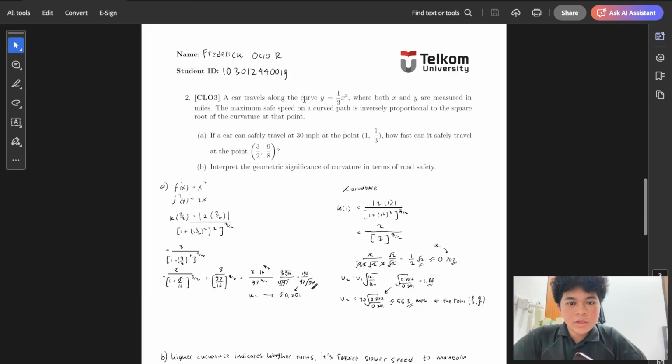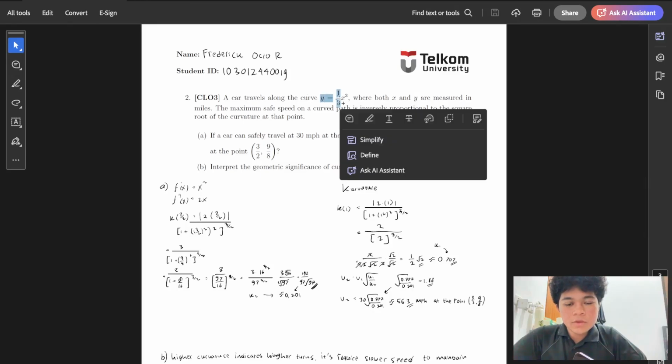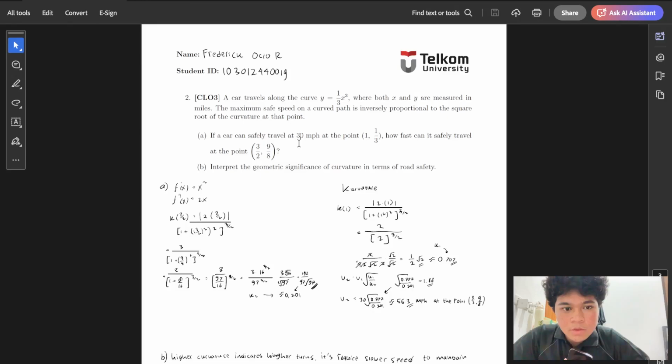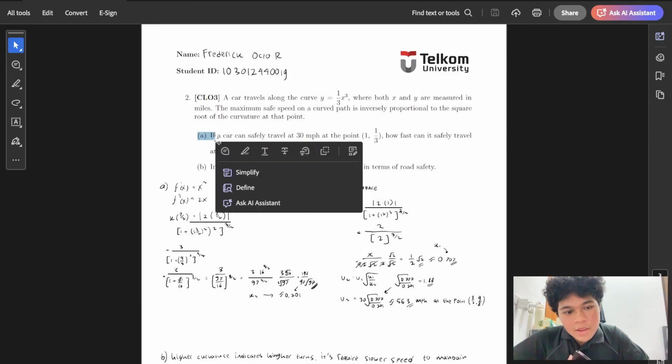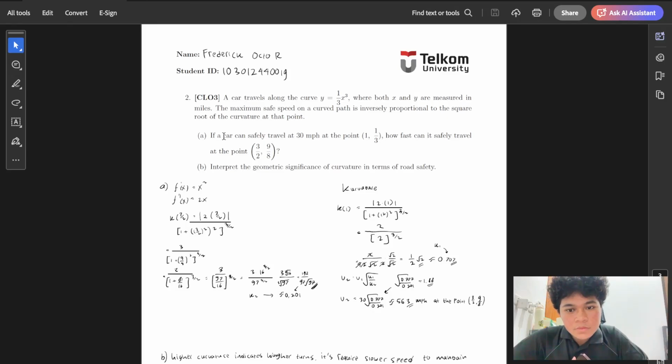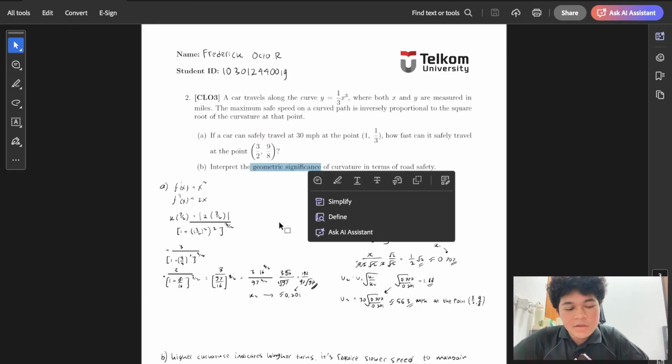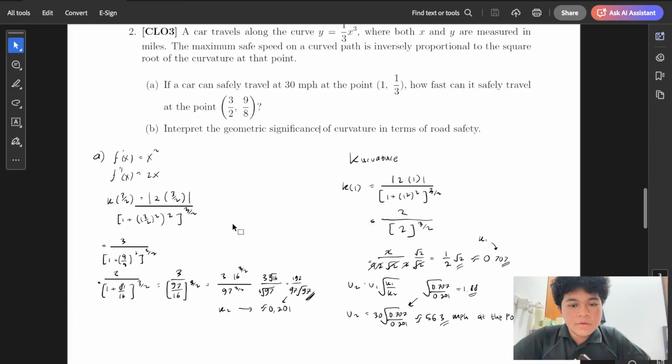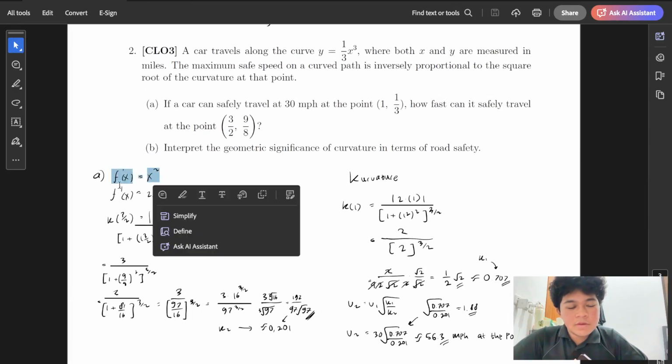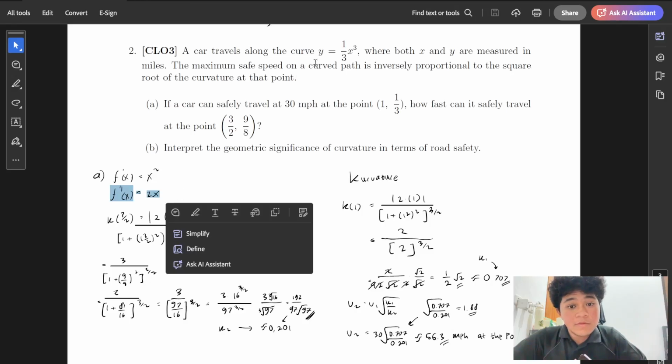Okay, after that, we move to the second problem. A car travels along the curve y equal to 1 over 3 x cubed, where both x and y are measured in miles. The maximum speed on a curved path is inversely proportional to the square root of the curvature at that point. So we have to find the curvature, and also we have to interpret after that the geometric significance of curvature. For this, we have to find the first derivative and also the second derivative of this function.